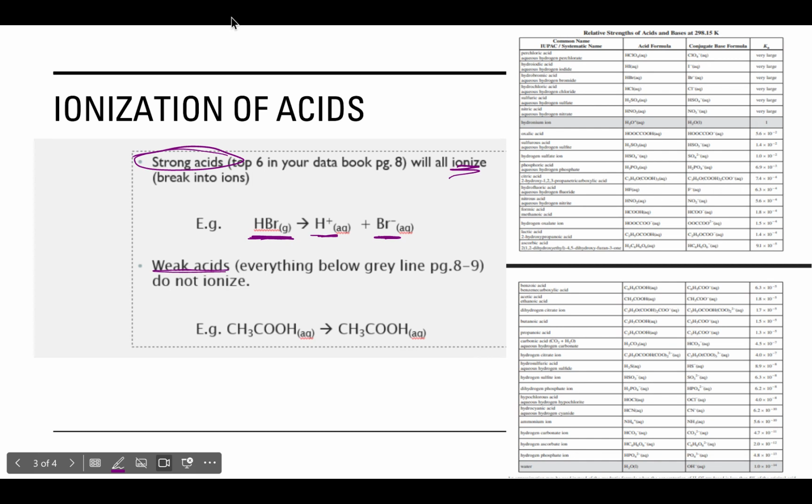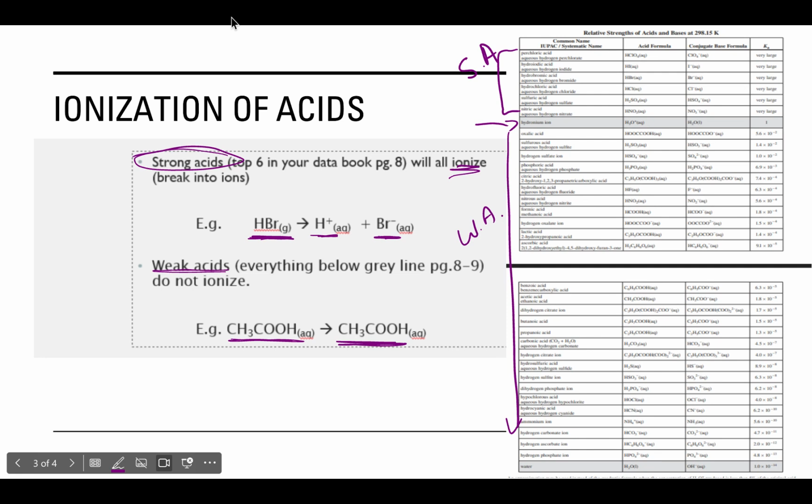Weak acids do not. So if you have a weak acid, like what we see here, acetic acid, if you put acetic acid into water, it's not going to break apart into its ions. It's just going to stay together. So if you're not sure, check your acids page in your data booklet. Anything above the gray line here is going to be a strong acid. Anything below that gray line, so all these other acids, are going to be weak. So if it's strong, break it apart. If it's weak, keep it together.